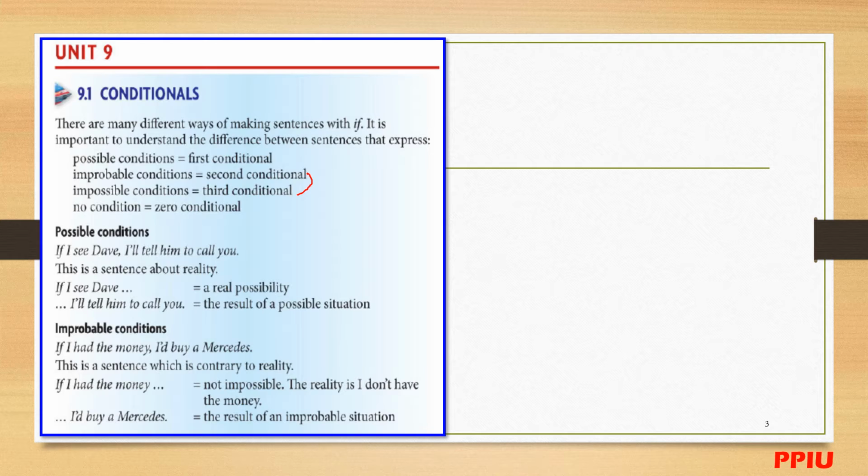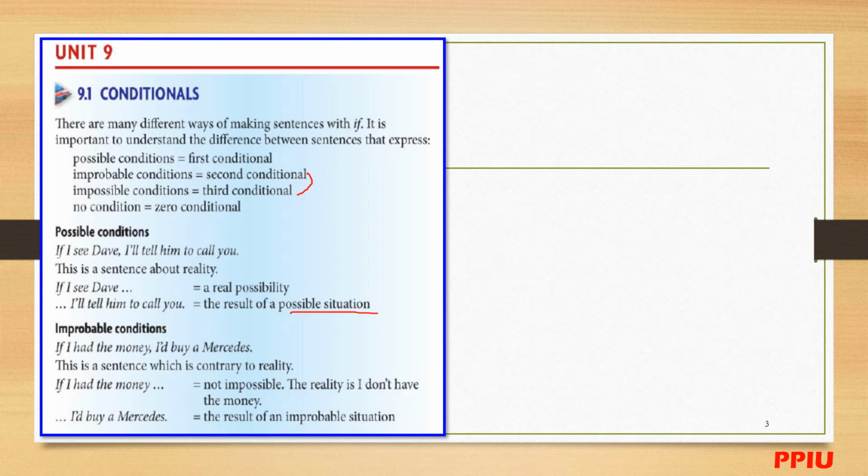So they got the mixed conditional clauses, right? Okay, let's just go and see the possible condition. If I see Dale, I'll tell him to call you. If I see Dale, I'll tell him to call you. This is a sentence about reality, right? If I see Dale means a real possibility, and I'll tell him to call you is the result of the possible situation. You got what I mean?